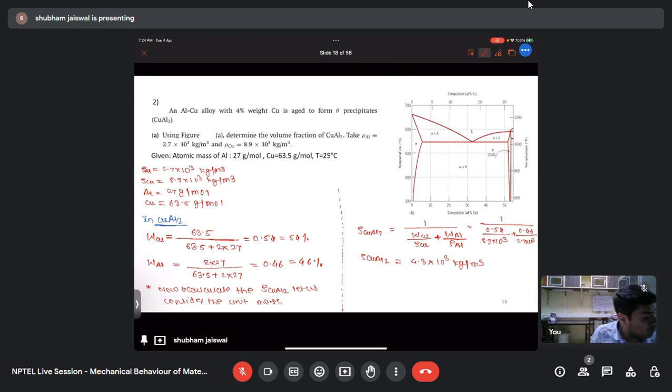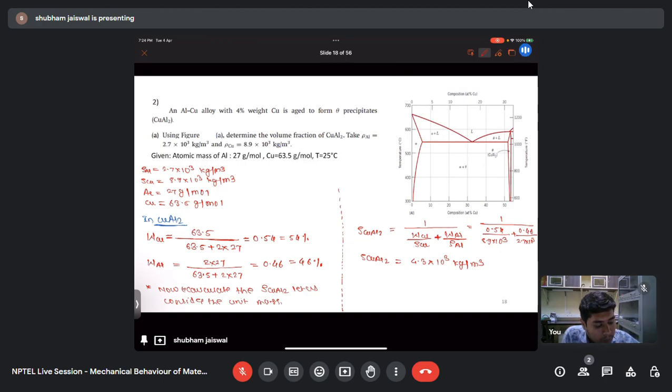Okay. So now consider that there are not that many changes between 300 degrees Celsius and 25 degrees Celsius, and assume that at this left corner, that is A, it reaches 0.